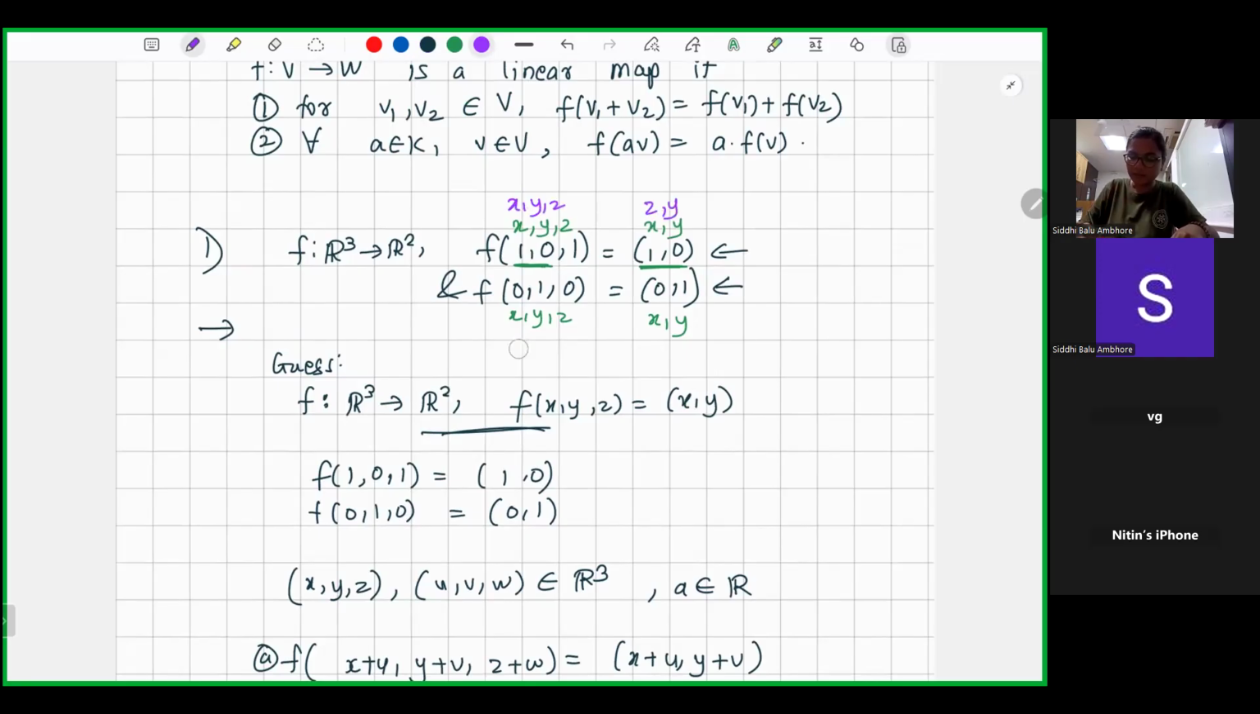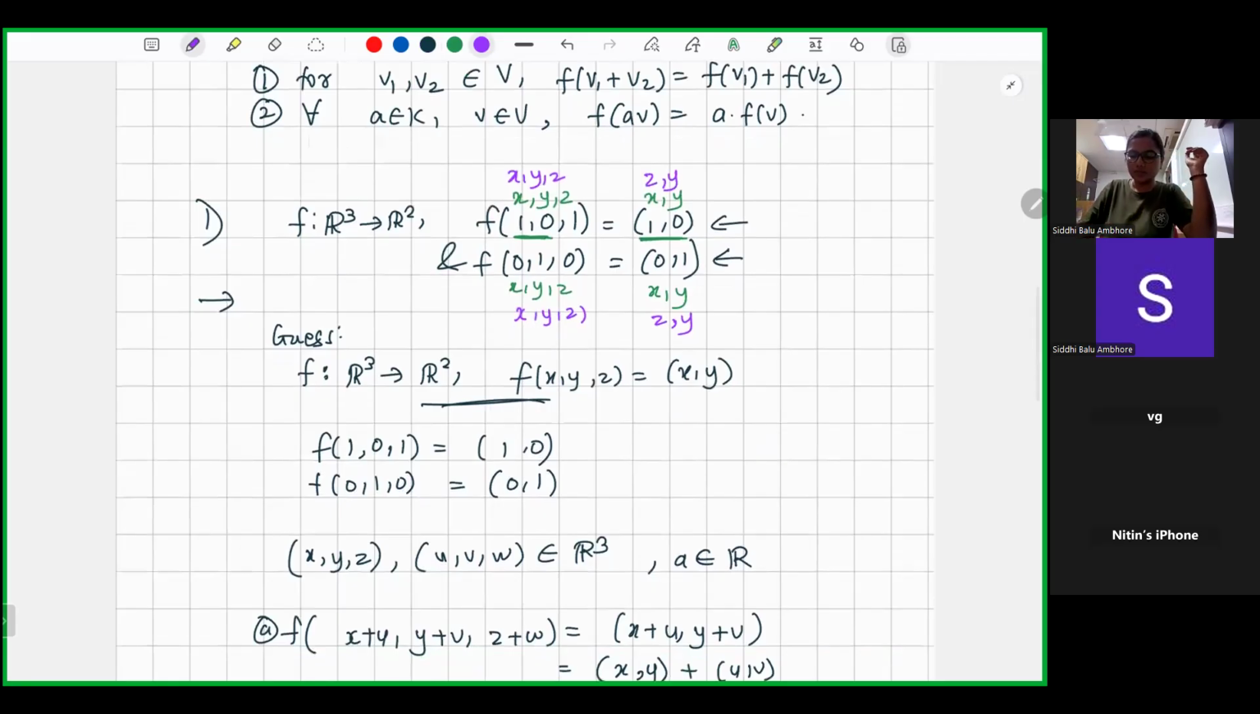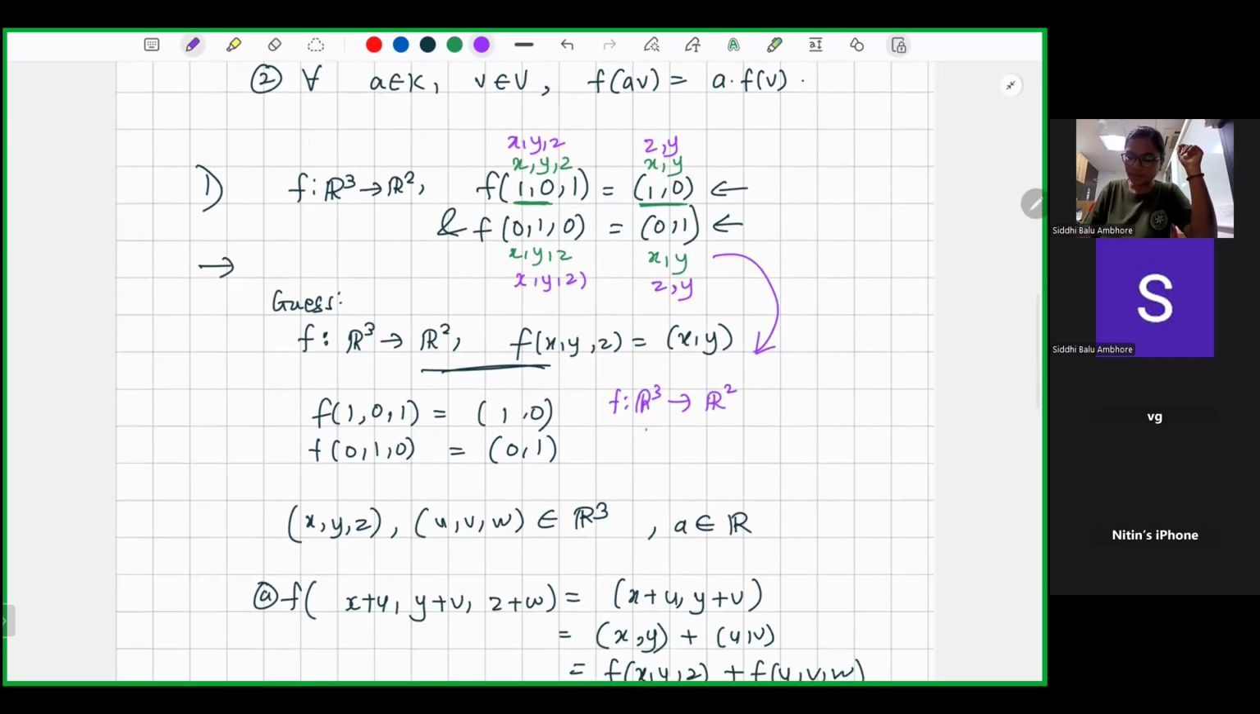And if I call this x, y, z, then this is z, comma, y. So I can also define this map, and you can check that this again. So in this case, this f will be defined as f from R3 to R2, in this case x, y, z going to z, comma, y.